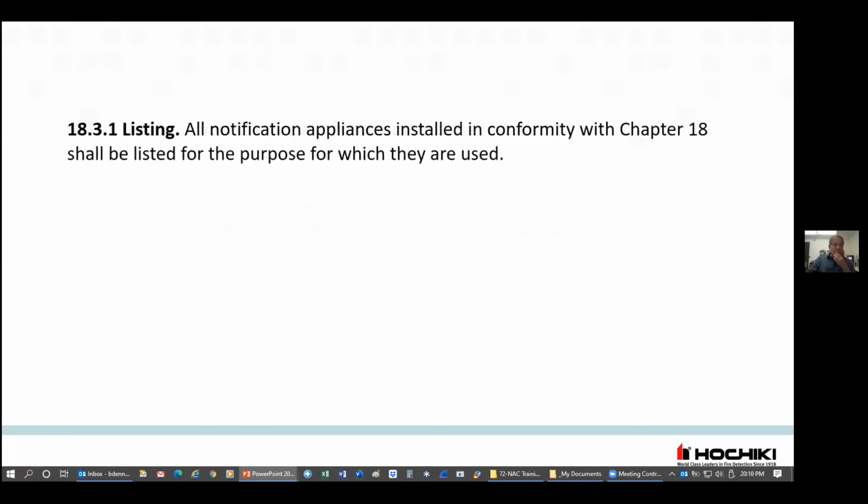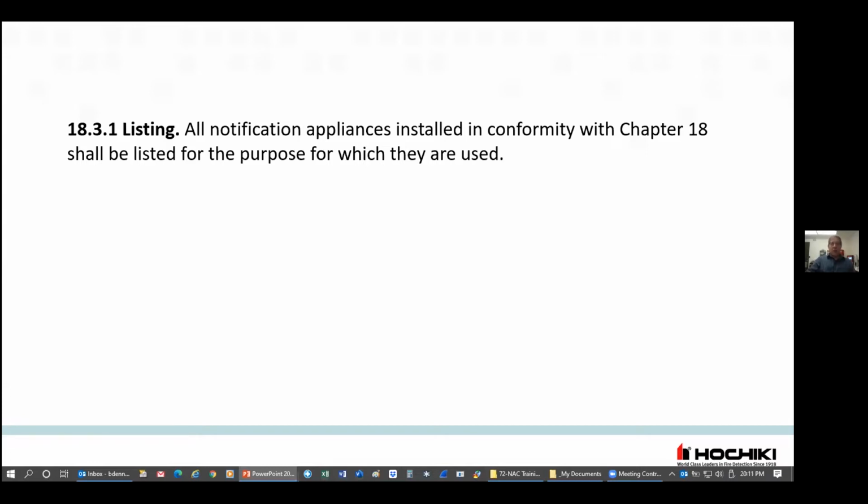Okay. A couple of the requirements. One is listing. Chapter 18 is the chapter that deals with notification appliances primarily. And one of the big requirements is here, all notification appliances installed in conformity with Chapter 18 shall be listed for the purpose for which they are used. Now, normally that's UL listing. That's what most companies do. That's what most people look for. There are other listing agencies, but UL is really the big one all around the world.